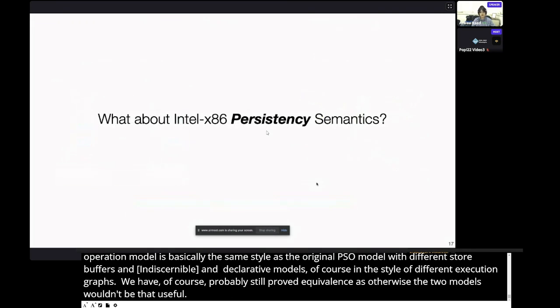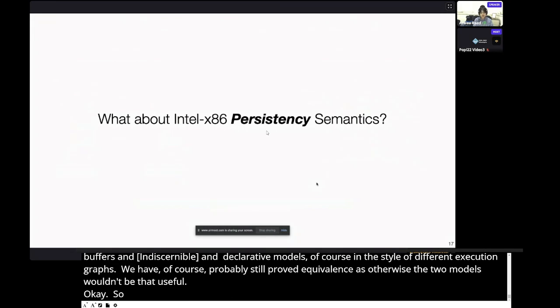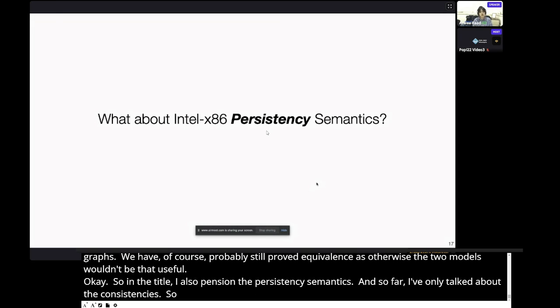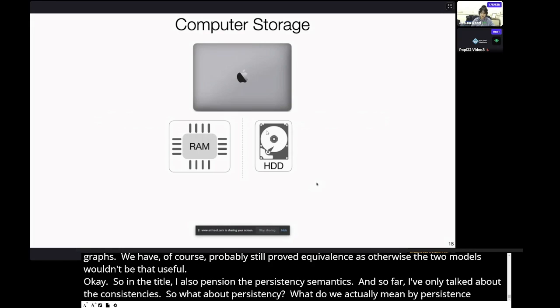Okay, so in the title, I also mentioned the persistency semantics. I talked about Intel-x86 consistency and persistency semantics. And so far, I've only talked about the consistency semantics. So what about persistency? What do we actually mean by persistency? So let's have a quick overview of that.